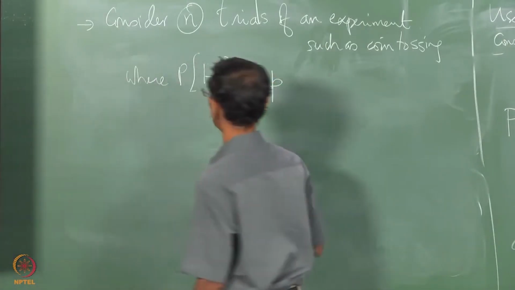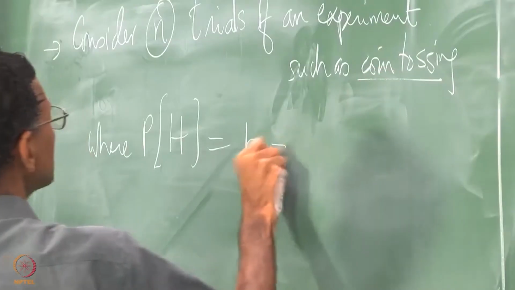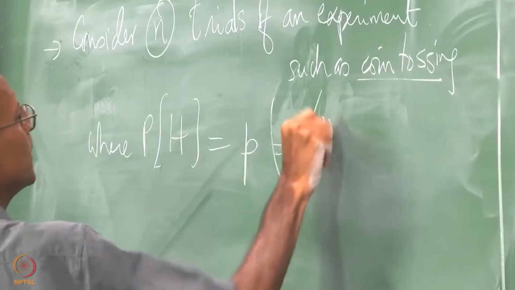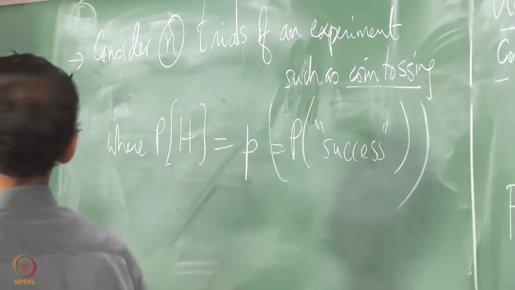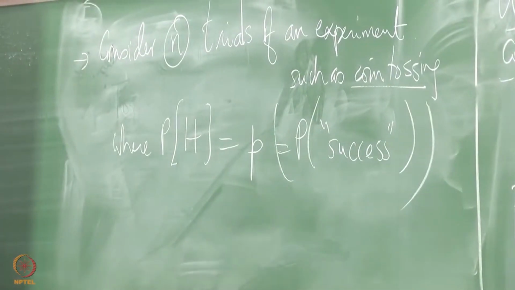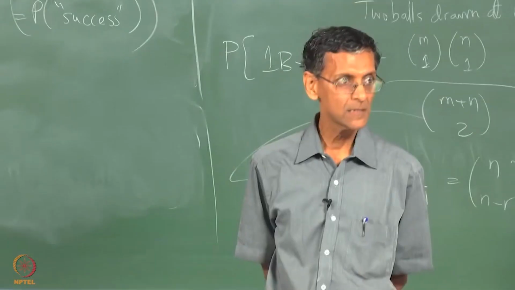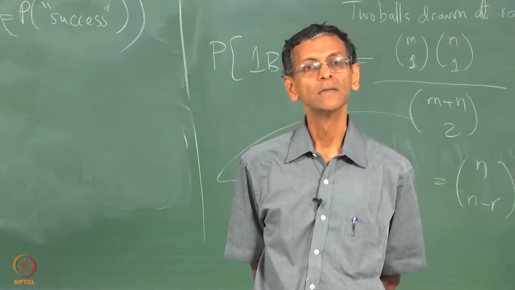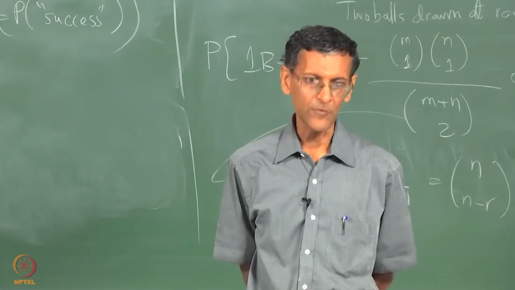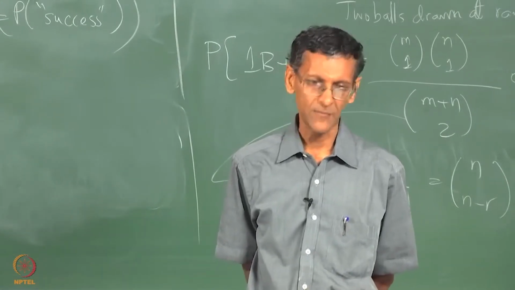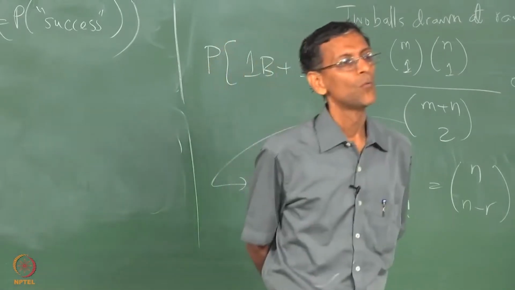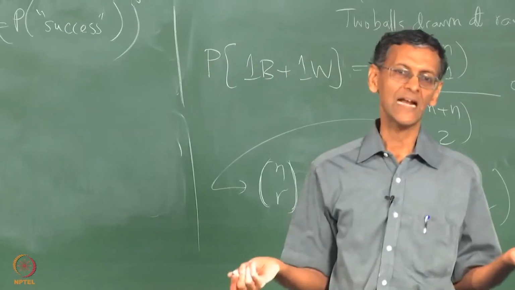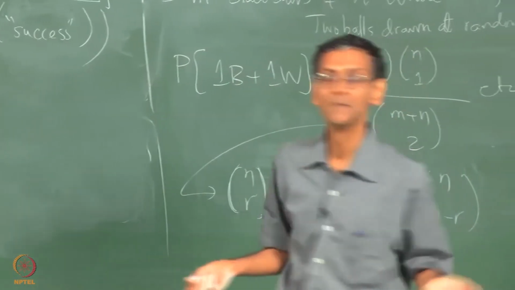Let us say the probability of head, or success, is P on any one trial. Obviously, the probability of failing is 1 minus P. This is a very standard situation. Supposing you consider n trials, what is the probability that you get exactly k successes?